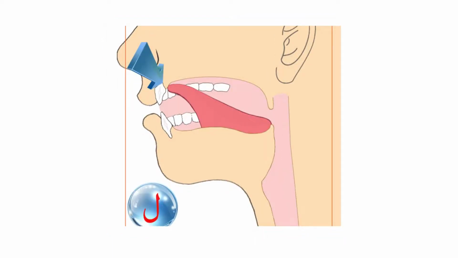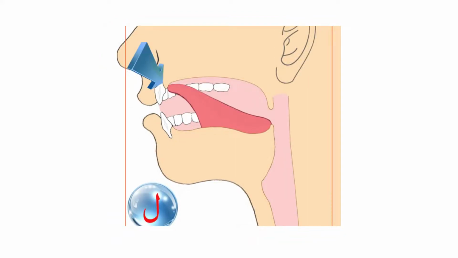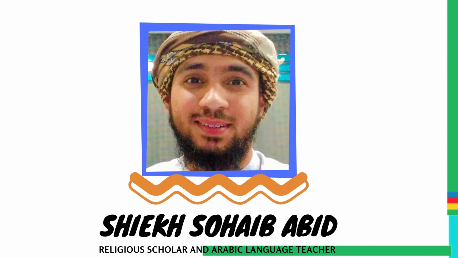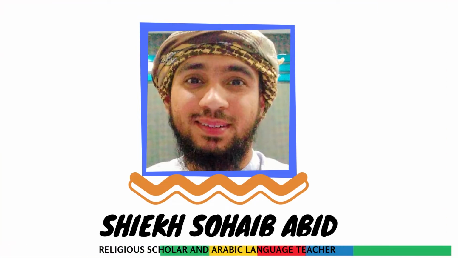And in Lam, we are using the tip of our tongue and front palate as well. So this one is Ra, this one is Lam. Okay, I hope you got the point and the makhraj of letter Ra and Lam.